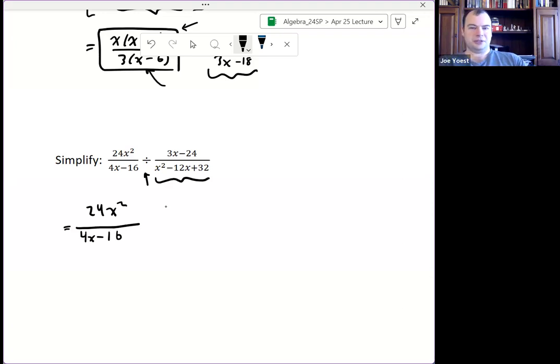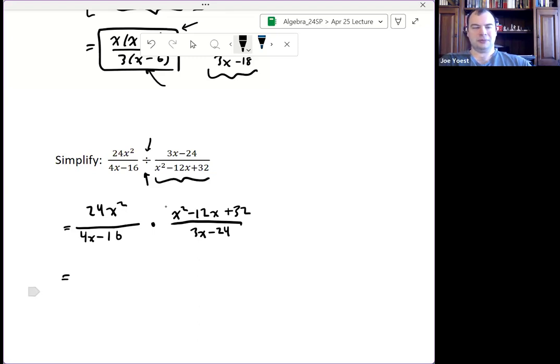So my first fraction stays the same, but my second rational expression, the second fraction after the divided by sign, I'm going to invert. I'm going to swap the numerator and denominator. And my divided by sign is going to turn into a times sign. Well, now, as we like to say in math, we've reduced the problem to a previously solved problem. Now, instead of dividing two rational expressions, I'm multiplying two rational expressions, and I know how to do that.